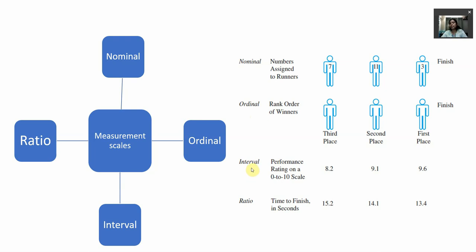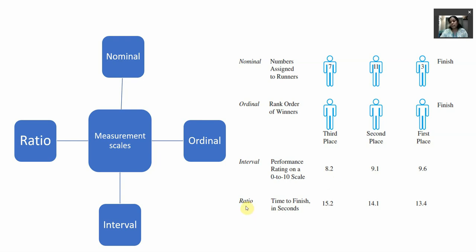The interval scale is a scale where the objects are rated and the difference in the scale is equal, such that it equally measures the characteristics of the object being measured. Your interval scale, for example, is the performance rating which is given to each of these athletes on the scale of 0 to 10. So the difference between the scales is equal to the characteristics that are also being measured.